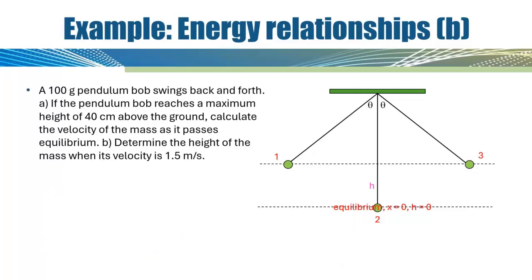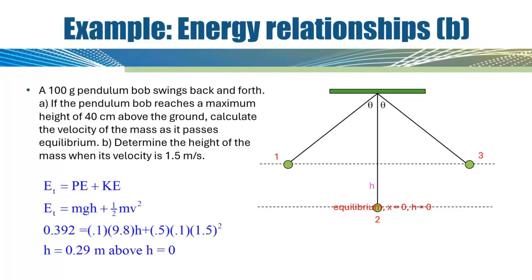Part B says, determine the height of the mass when its velocity is 1.5 meters per second. So again, I'm going to solve this with a conservation of energy approach. So this time we know that the total energy is the sum of the potential plus the kinetic, and we know the total energy is 0.392 joules. So we know the kinetic energy is 1/2 mv squared, and again, the kinetic energy is not at a max. So I can then take the total energy minus the kinetic energy and solve for the potential, or solve for h in this equation, and we find out that h is 0.29 meters above h equals 0.